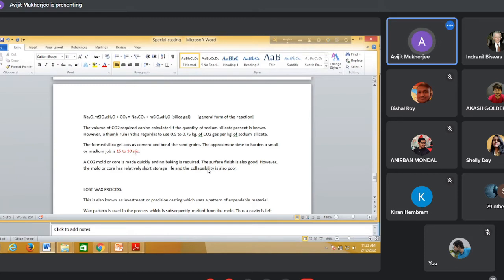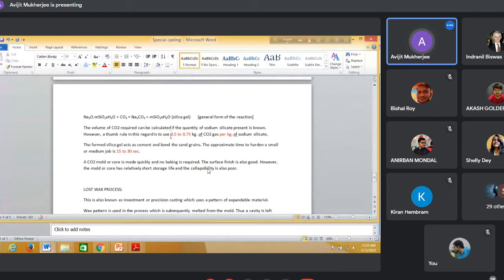Very quick operation. And another point is, what is the requirement of carbon dioxide? A rule of thumb, not exact, is to use 0.75 kg of carbon dioxide gas per kg of sodium silicate. So that is a thumb rule.